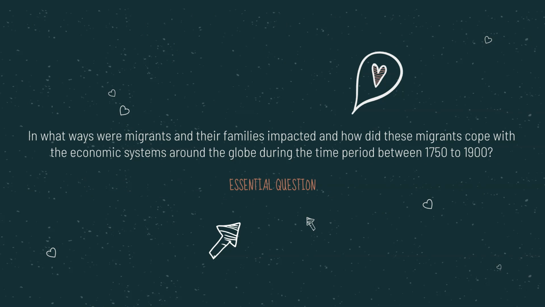So, the essential question for this one: in what ways were migrants and their families impacted, and how did these migrants cope with the economic systems around the globe during the time period between 1750 to 1900? So, to elaborate on this question, let's go to Africa.